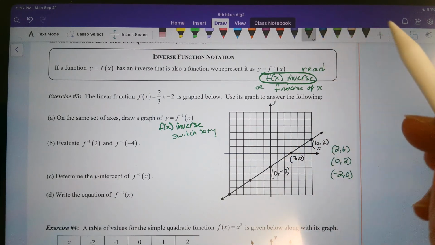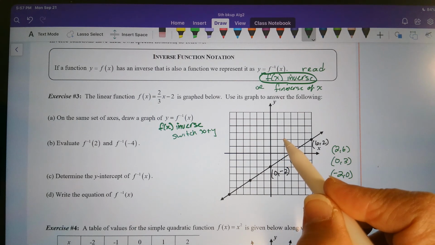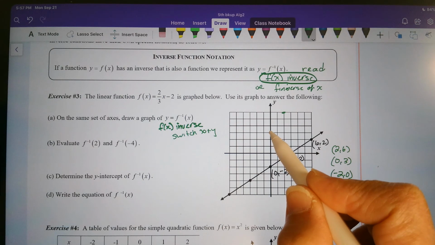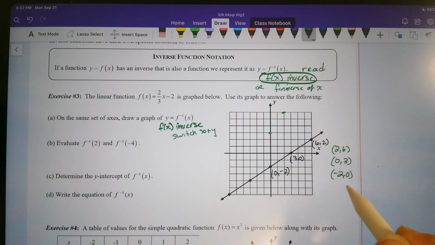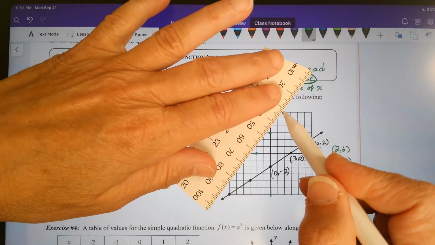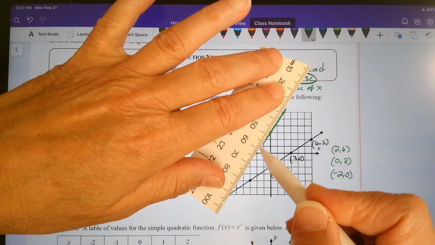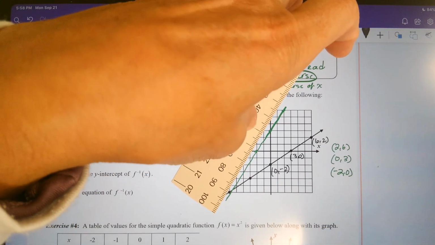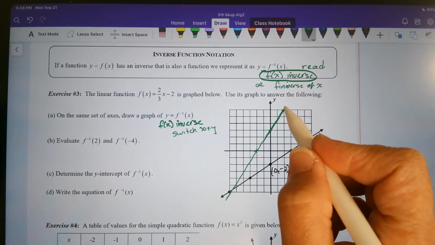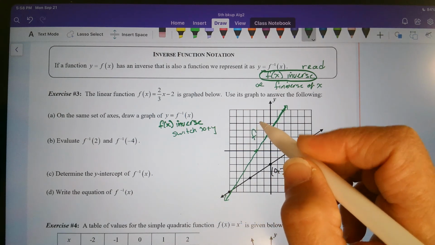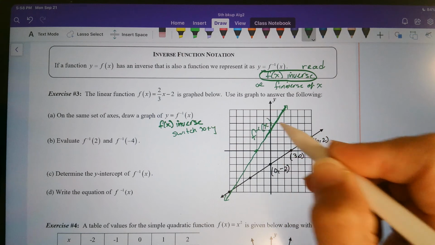So 2, 6, 0, 3, and negative 2, 0. Now let's connect these points and label this. This is f of x inverse.